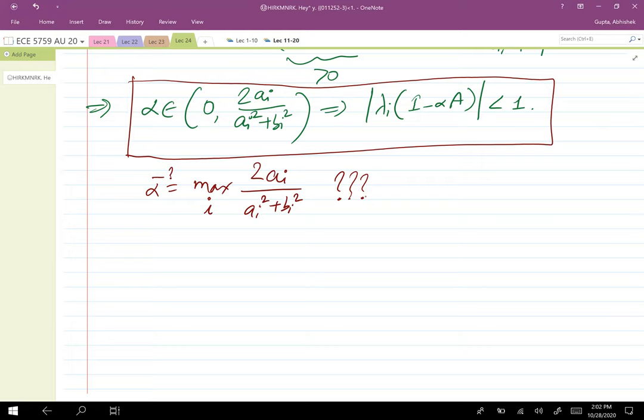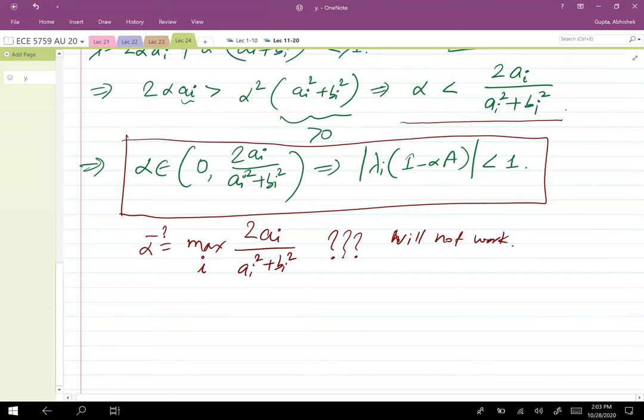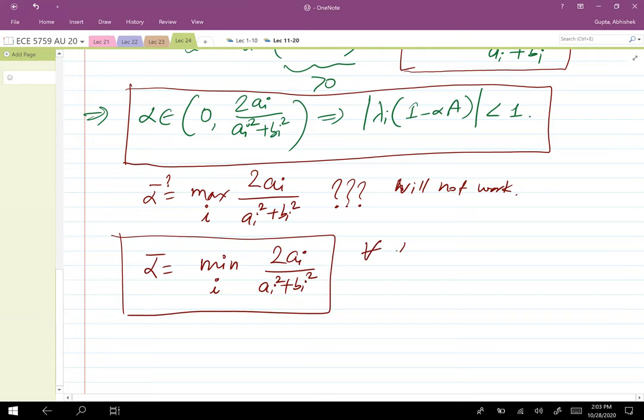Okay, so no one wants to guess. Well, this will not work, because we require alpha to be less than 2 a_i over this number for all i. So therefore, alpha bar must be the minimum over all i of 2 a_i over a_i square plus b_i square. If you pick your alpha bar to be this, then for every alpha in (0, alpha bar), the spectral radius of I minus alpha A is going to be less than 1.